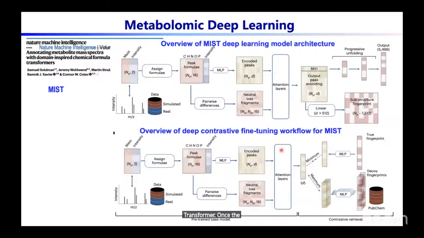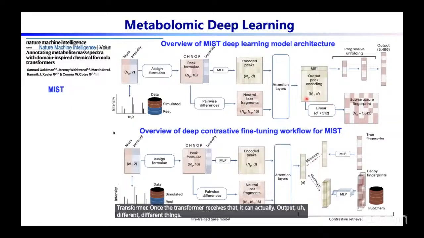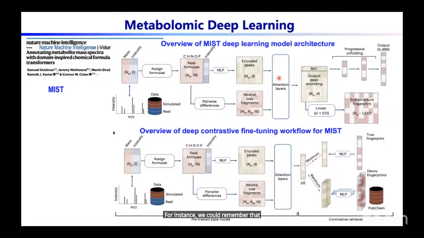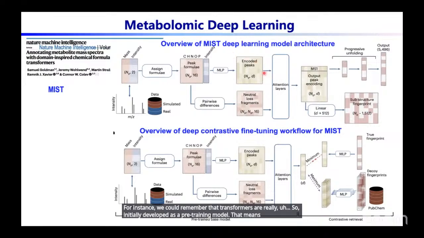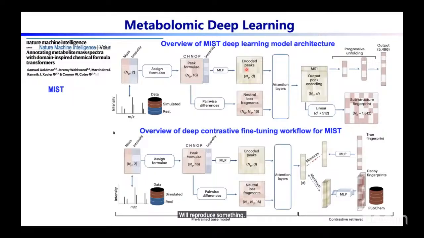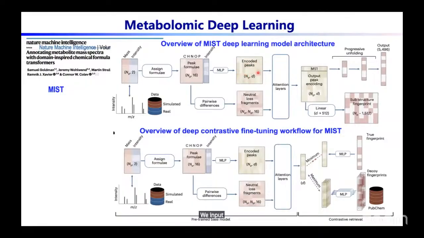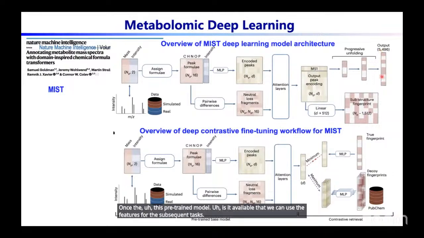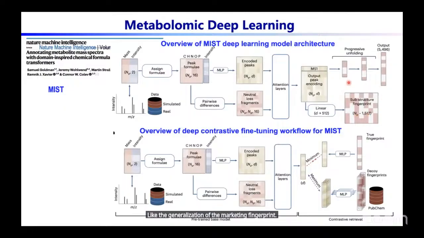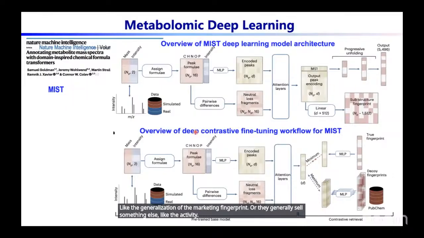Once the transformer receives that, it can output different things. For instance, remember that the transformers were initially developed as a pre-training model. That means we input something, we reproduce something, and then we mask some part. We produce that part without masking, right? So you see, this is exactly the same thing. So we have a pre-trained transformer, we input the coding, and we output the coding. Once this pre-trained model is developed, we can use the features for the subsequent tasks, like the generation of the molecular fingerprint, or the generation of something else, like the activity and so on and so forth.